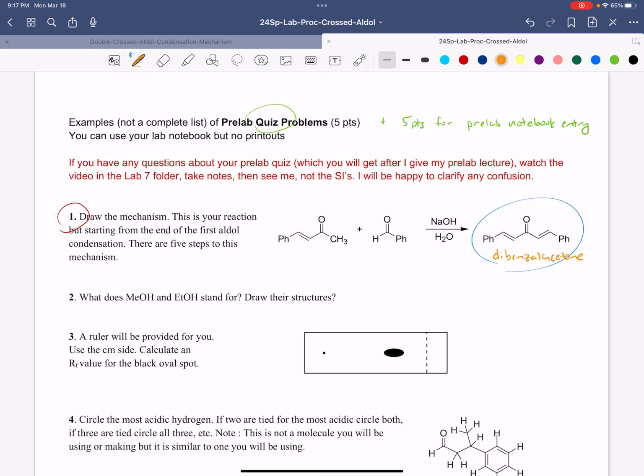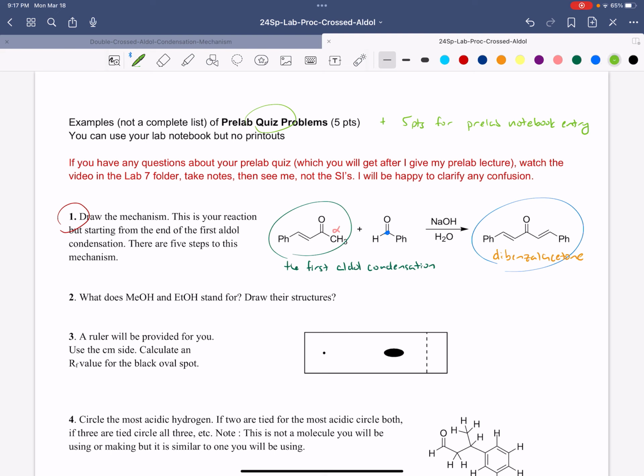This is after the 5th step. So this molecule here is the product of the first aldol condensation. Your reaction actually does 2 aldol condensations. This is the product of the first, and then you do the aldol condensation again using now this carbon as the alpha. And as usual, this carbon you're going to attack. So this is 5 steps.